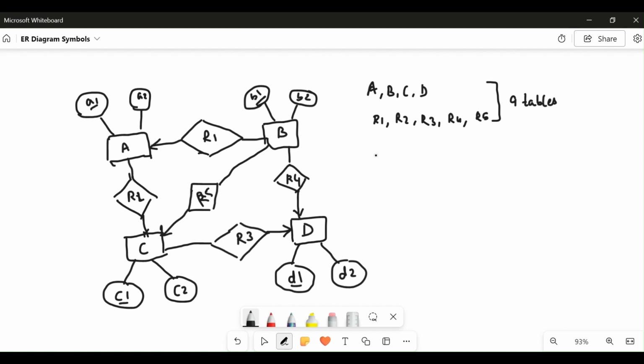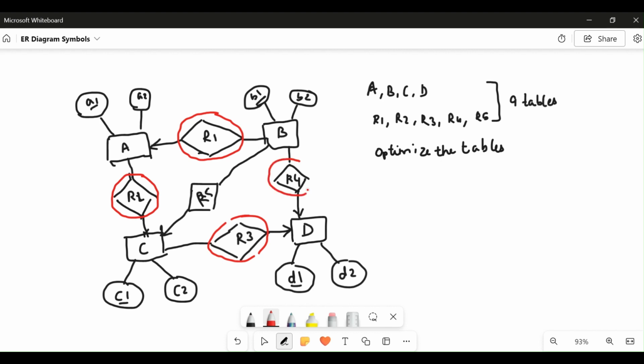Now, how to optimize the number of tables? Again, same steps. First thing is that we'll identify the different entities that are existing. So this is the entity R1, then R2, then R3, then R4, and then R5. Next, after identifying the relationships, the next thing is to identify the types of relationships.